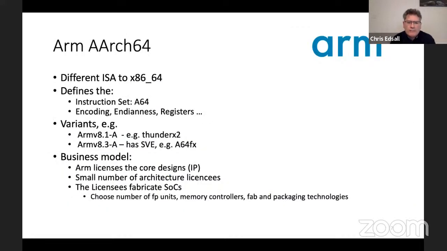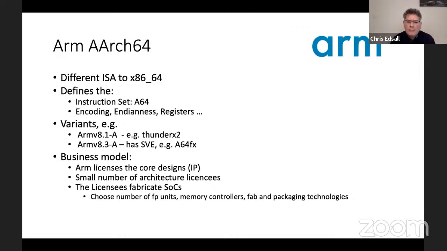And so what is the ARM architecture, 64? So as we saw before, it's different to the Intel one. The architecture defines the instruction set, which were those muls and pops and rets, etc. That's called A64. And it also defines how those instructions are encoded, whether it's big endian or little endian, what the registers are, all of the things you need, as well as just the assembly language instructions to make a chip that actually runs software.